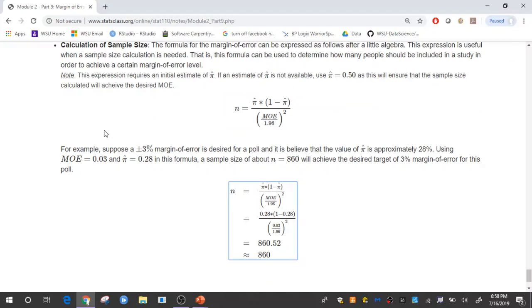Okay, that does it for our discussion of Module 2, Part 9, the use of the normal distribution for computing a 95% confidence interval for a proportion.